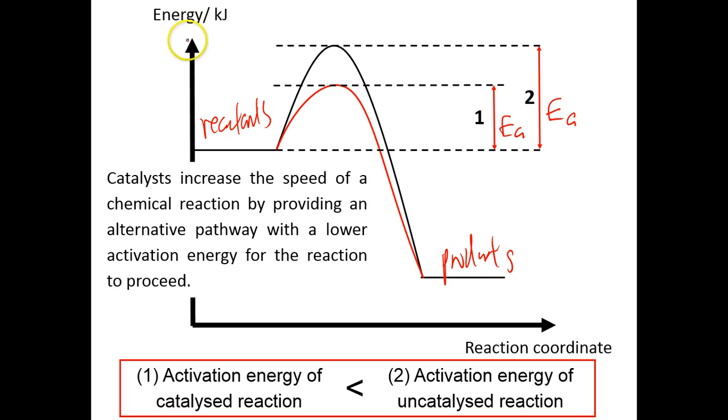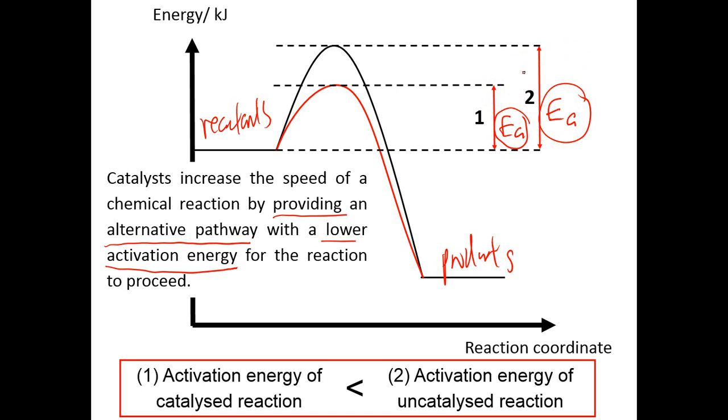So based on this energy profile diagram, I can say that a catalyst increases the speed of a chemical reaction by providing an alternative pathway with a lower activation energy for the reaction to proceed. Take note, it provides an alternative pathway. It does not lower the activation energy of the reaction. The activation energy of the reaction will forever stay the same. This is an alternative pathway.